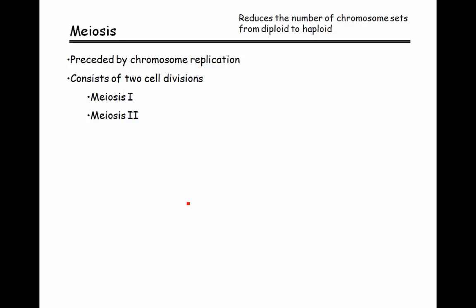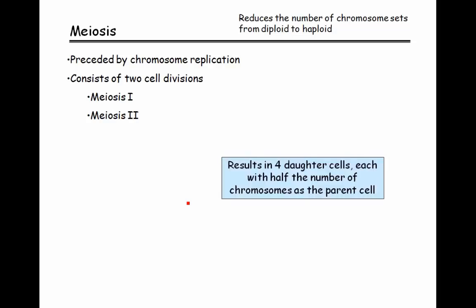Now, as we talk about the actual process of meiosis, this is going to be preceded by chromosome replication. That would be in the form of an interphase, which will be identical to the interphase that we had before. And then we're also going to have two actual cell divisions. We're going to call those Meiosis I and Meiosis II, and they will be dividing different things. The end result of this process is that we should get 4 daughter cells, and each cell is going to have half the number of chromosomes as the parent cell.